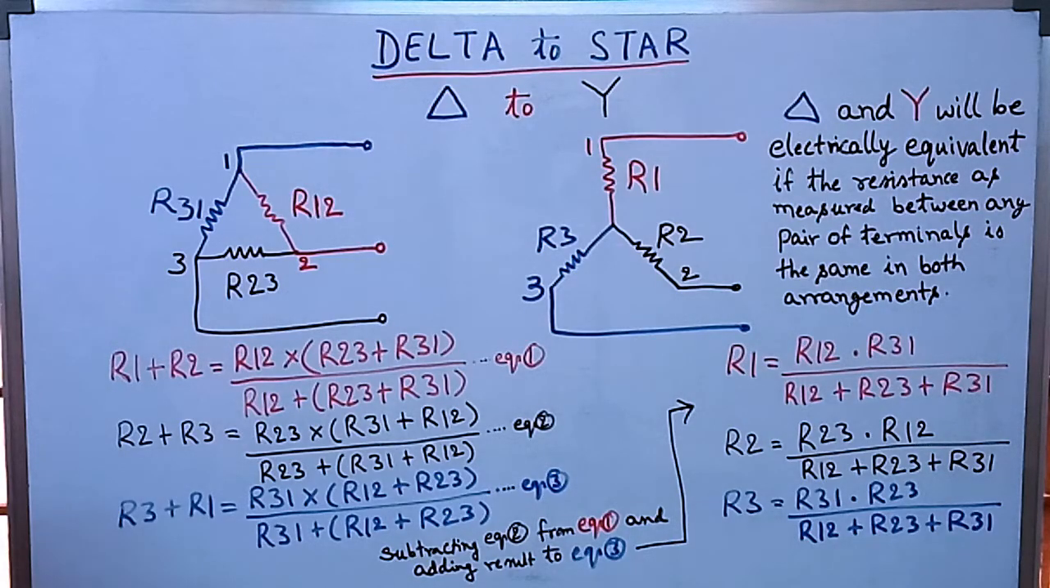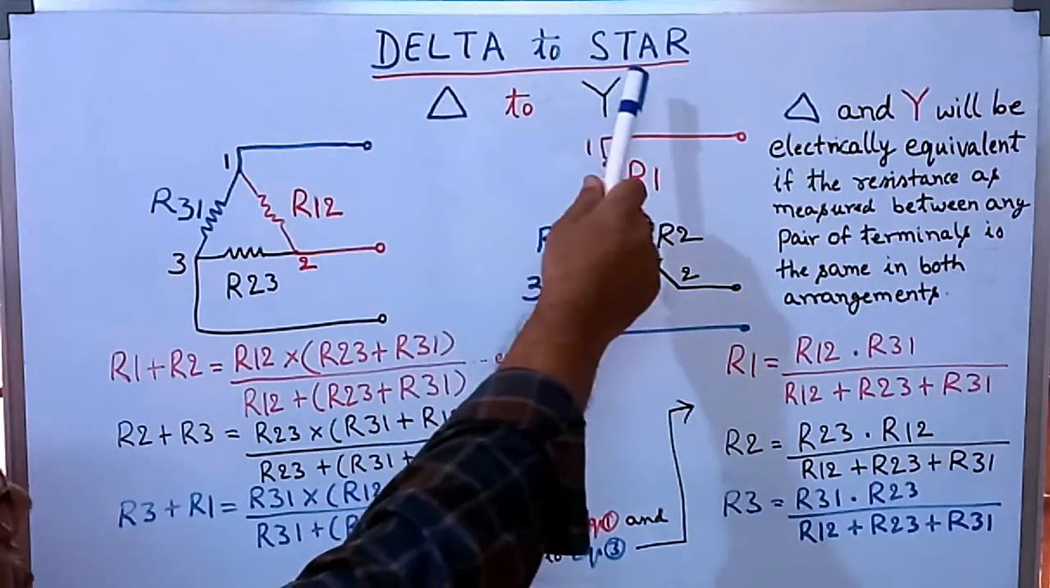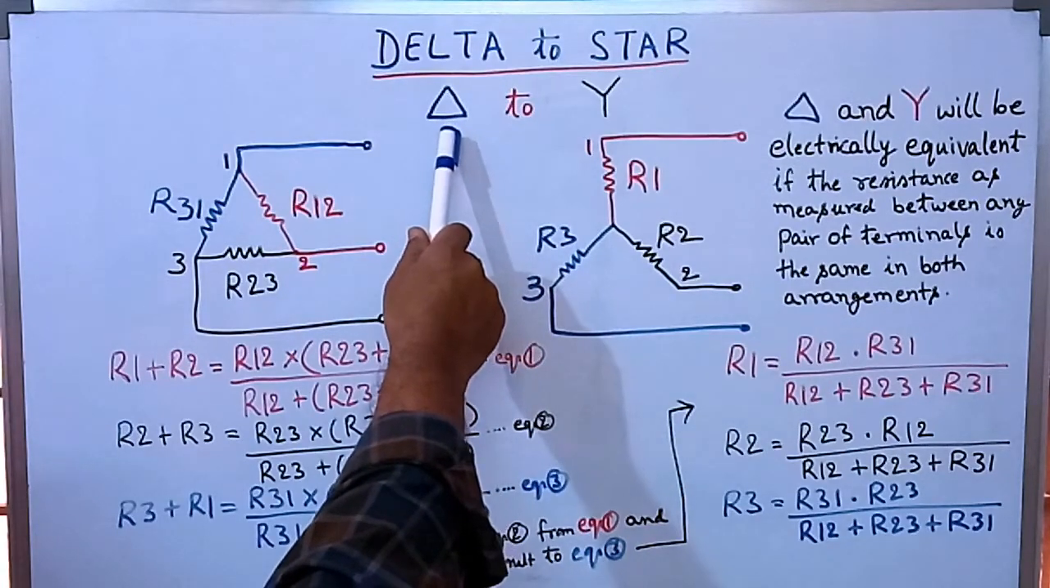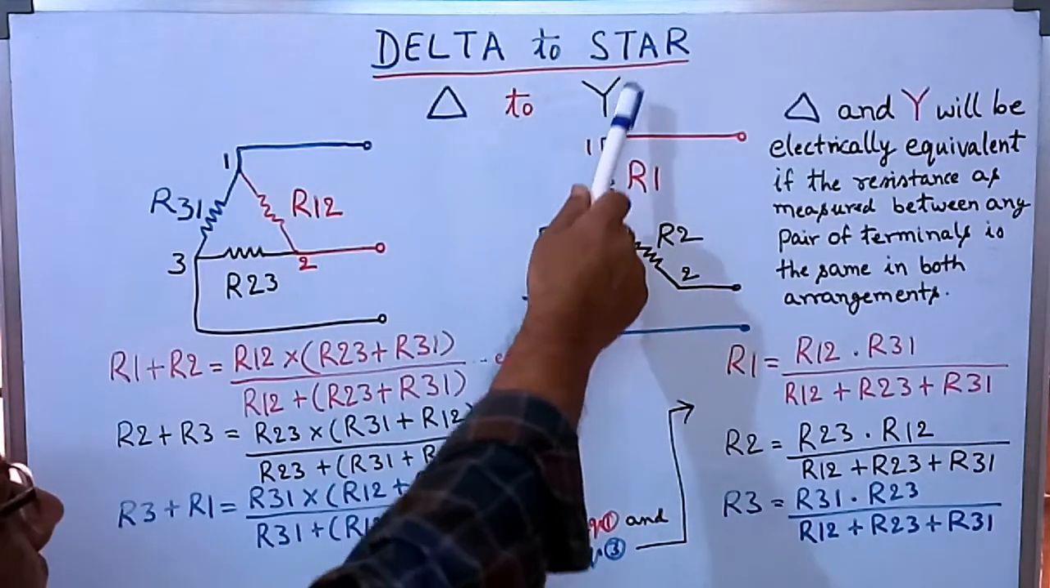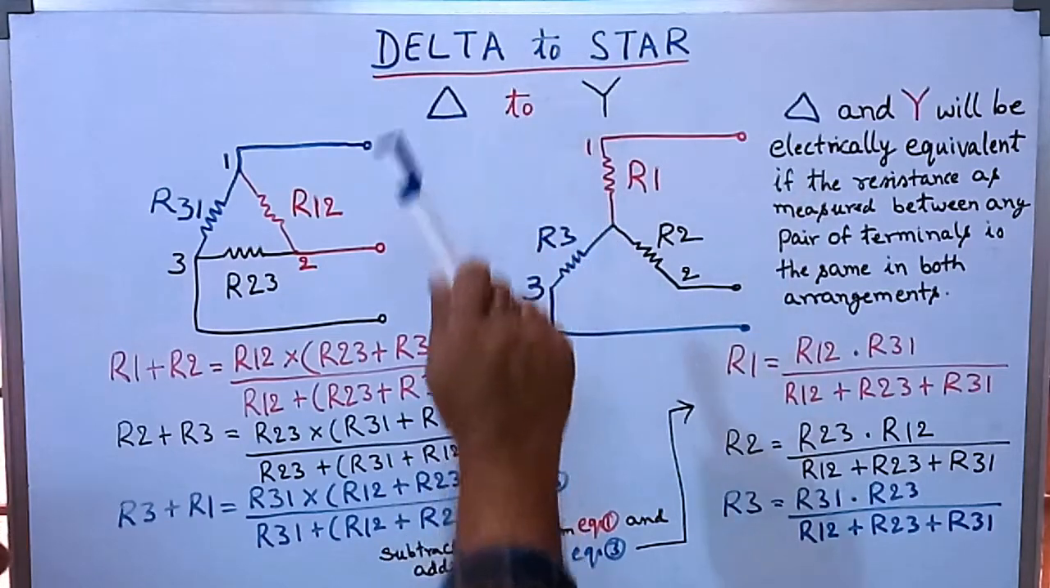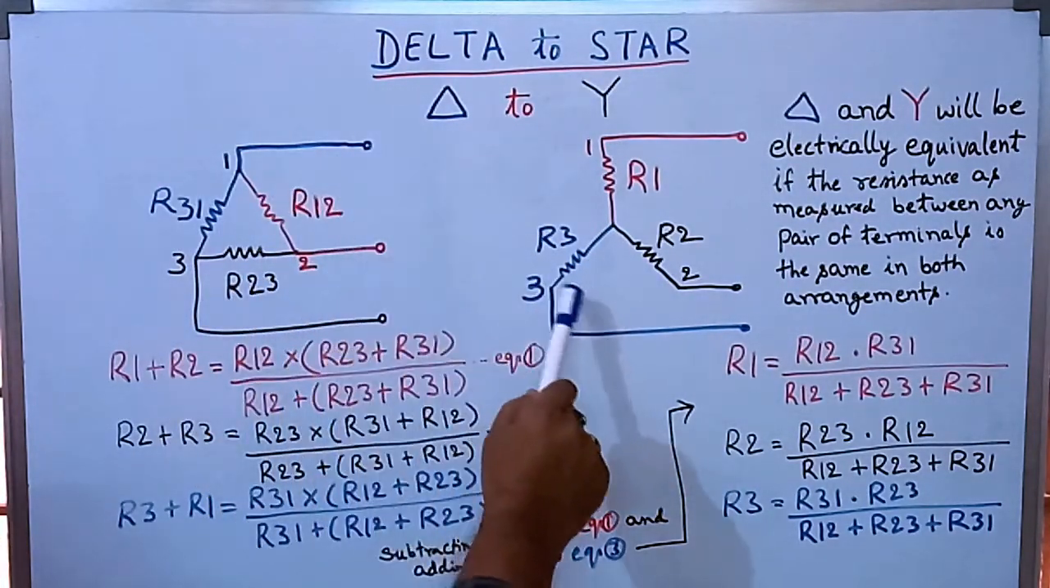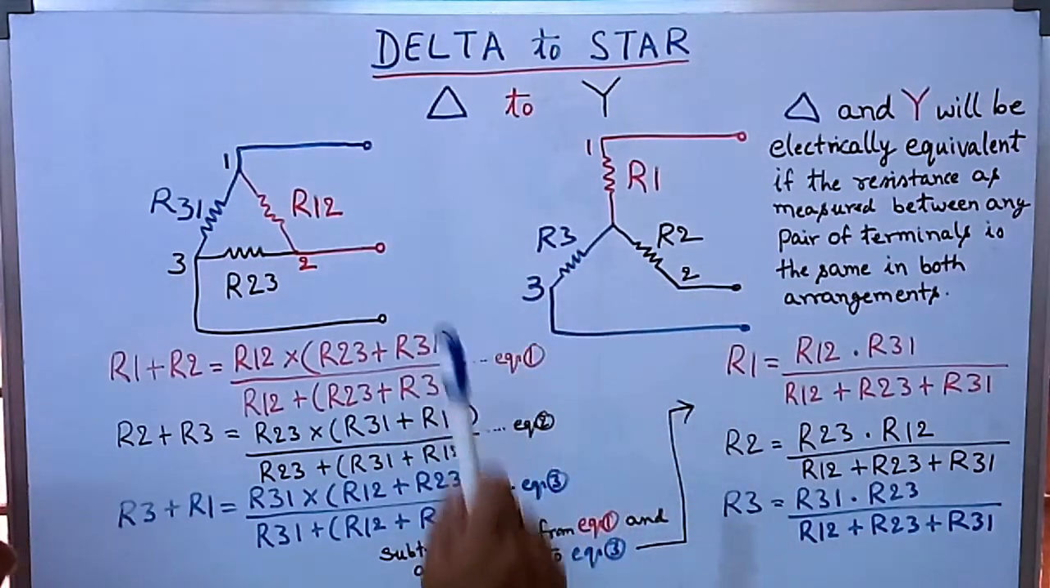In this video, we will understand the delta to star. Delta connection is represented with a triangle and the star connection is represented with Y. This is the delta connection and this is the star connection.